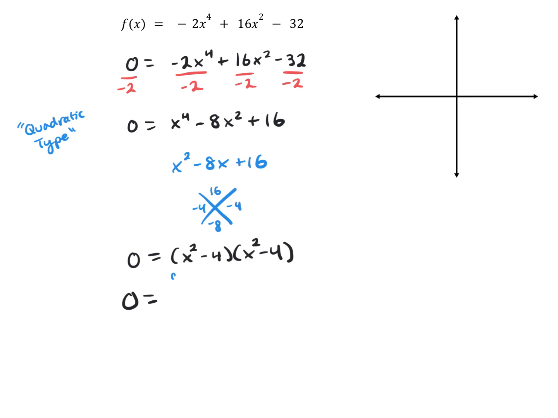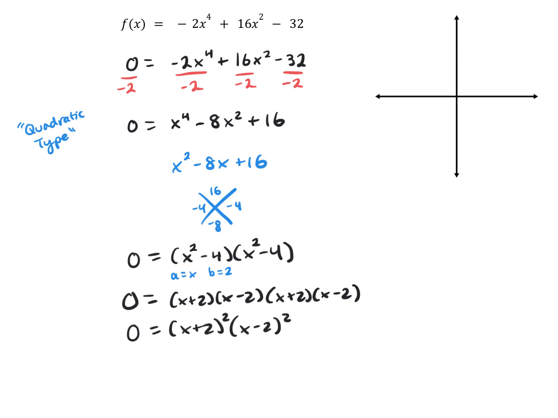So for both of them, our a value is going to be x, our b value is 2. So we have x plus 2 times x minus 2. Those are the factors of this one. And we're going to do the same thing again here. So you can see that we actually have x plus 2 squared and x minus 2 squared.